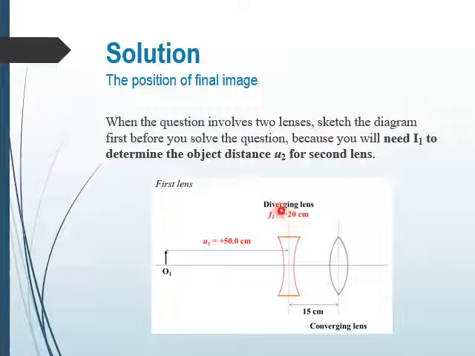The first lens is a diverging lens. Therefore, the focal length is a negative value, which is equal to negative 20 cm. And given the object is positioned at a distance of 50 cm in front of the first diverging lens, we have U1 equals 50 cm. And the distance between the two lenses is 15 cm.